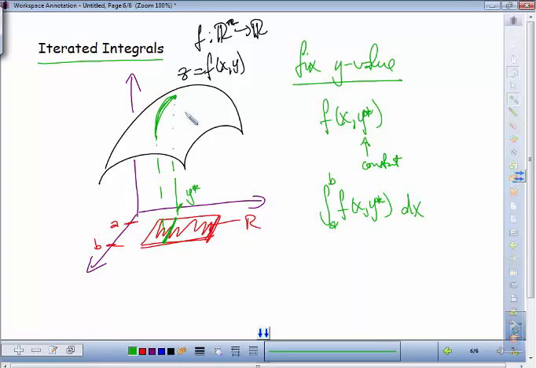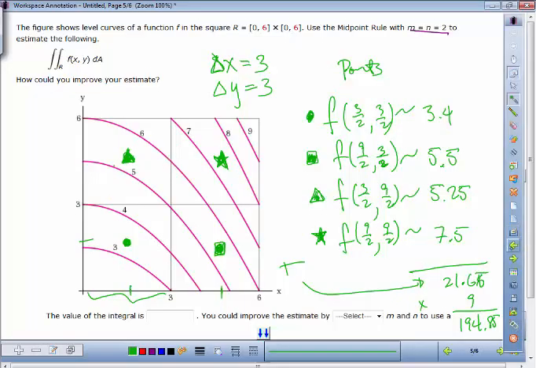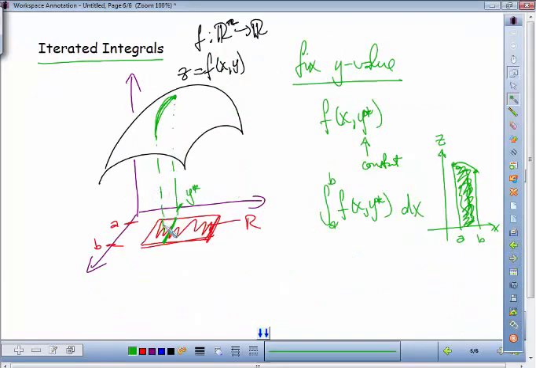On my surface. So what I've actually found here is the area of one slice. So this is your x value, your x-axis, your z-axis, and then I found the area of this one slice of my region. Can you picture that?